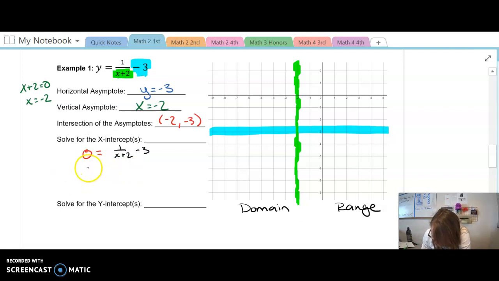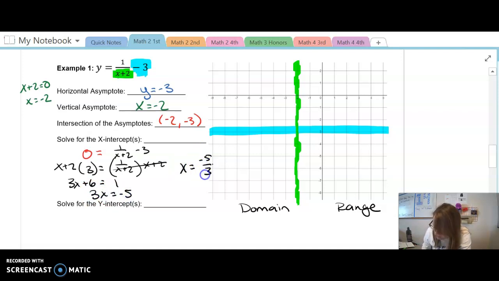Solving for that x, we get plus 3 over 1 over x plus 2. Solving for x, we've got to get rid of that fraction, so we're going to multiply by x plus 2. We get 3x plus 6 equals 1. Subtract 6 from both sides, we get 3x equals negative 5. Divide by 3 on both sides, we get x equals negative 5 over 3. So my x-intercept is negative 5 over 3, comma 0.